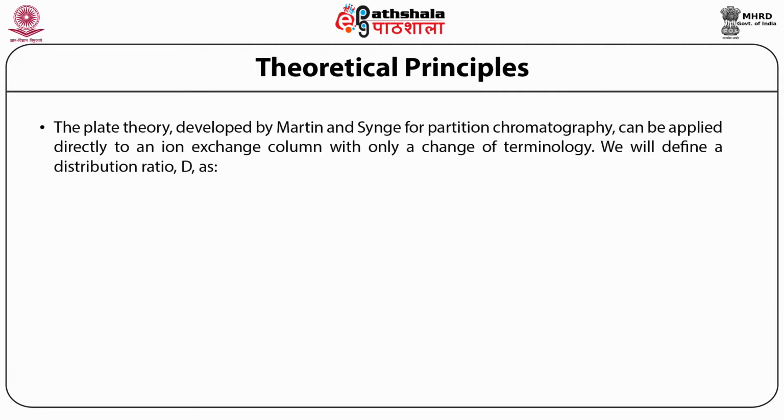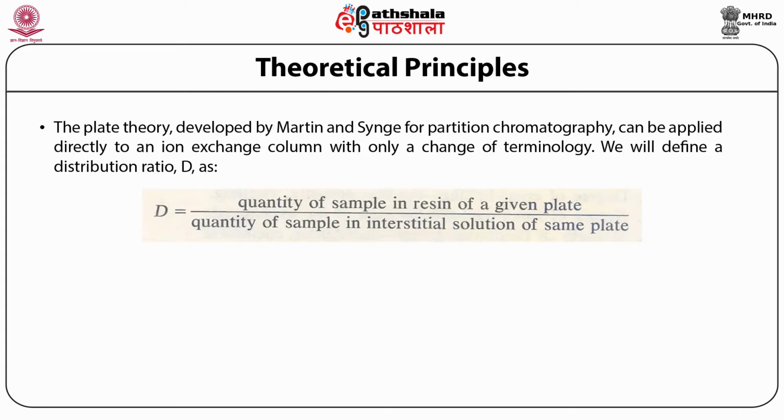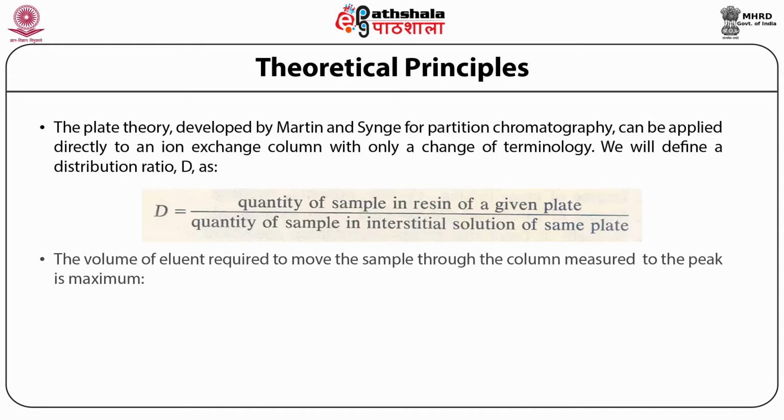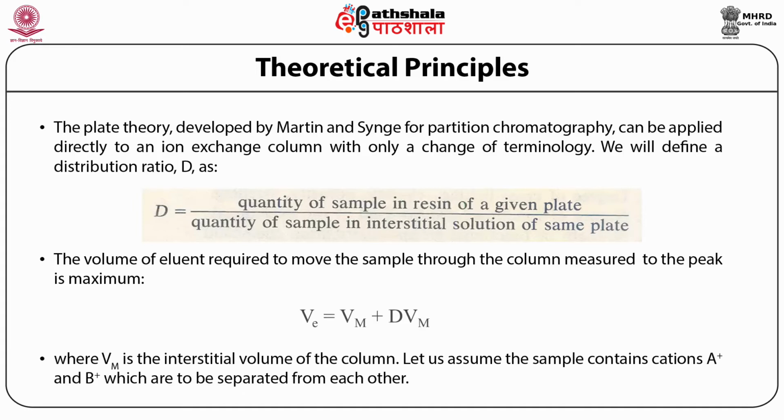The plate theory developed by Martin and Synge for partition chromatography can be applied directly to an ion exchange column with only a change of terminology. Here we define a distribution ratio D as the quantity of sample in the resin of a given plate divided by the quantity of sample in the interstitial solution of the same plate. The volume of eluent required to move the sample through the column to the peak maximum is represented by the following equation, where Vm is the interstitial volume of the column.